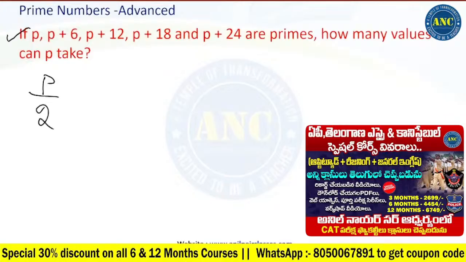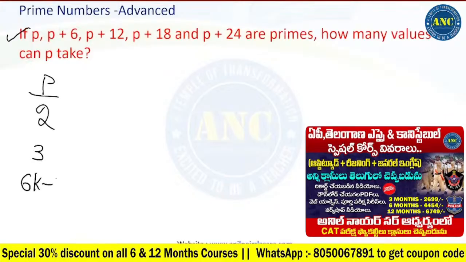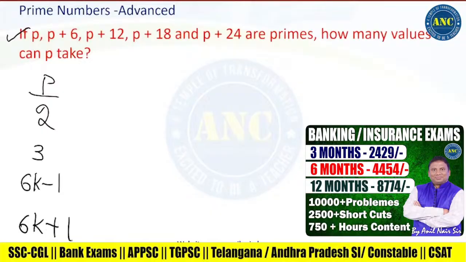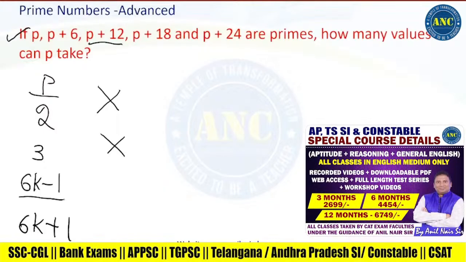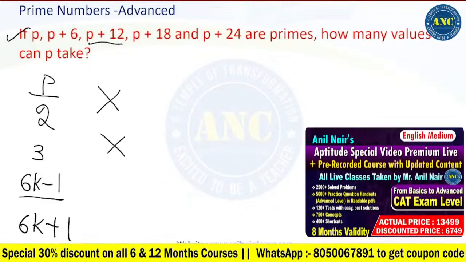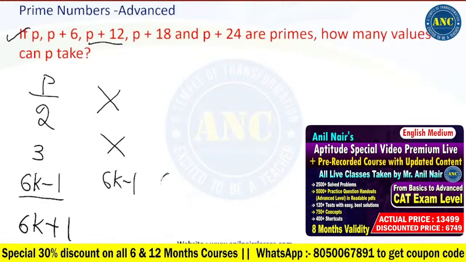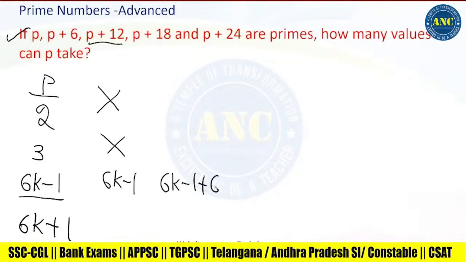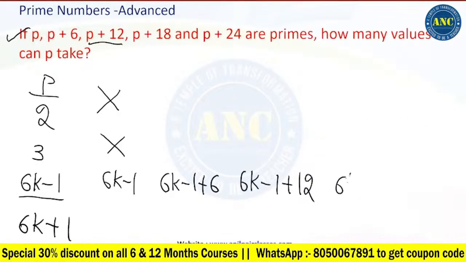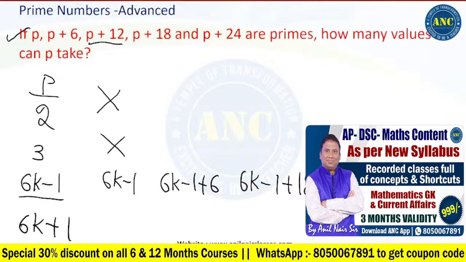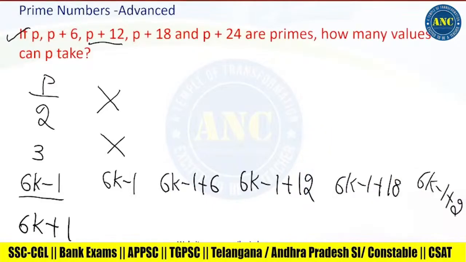P take 2, P take 3, any prime number greater than 3, 6k minus 1 or 6k plus 1. Directly 2 plus 6 is 8, so this is not giving. 3 plus 12 is 15, it is not giving. So if it is 6k minus 1, then 6k minus 1 plus 6, 6k minus 1 plus 12, 6k minus 1 plus 18, 6k minus 1 plus 24. I hope it is clear.